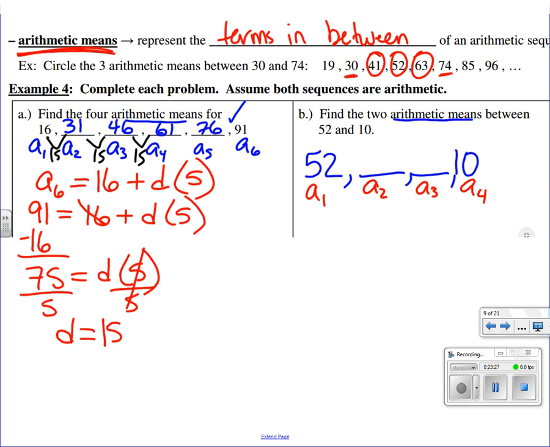Good. Okay. All right, so now we're going to use our formula. Jacob, what do you think goes in for AN? 10. Very good. 52 can't go in for AN because 52 is your A1. Okay, you don't want to ever put an A1 over here. Put the other one. So 10 equals 52 plus. Do I know what D is? Nope. And what is my N? So 4 minus 1 is 3.